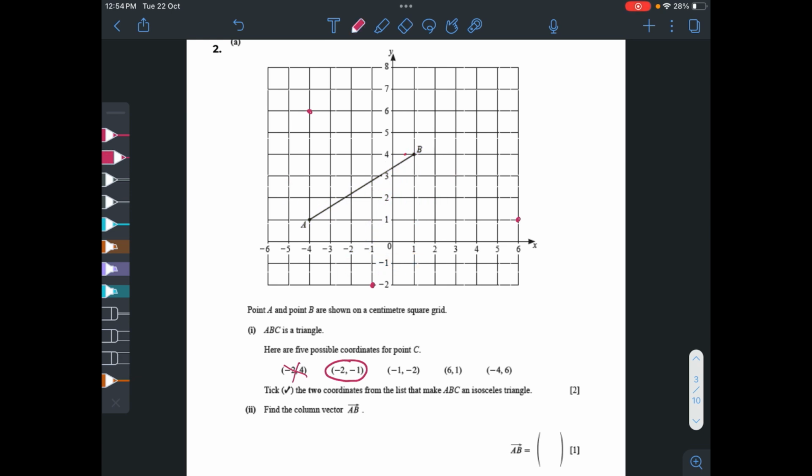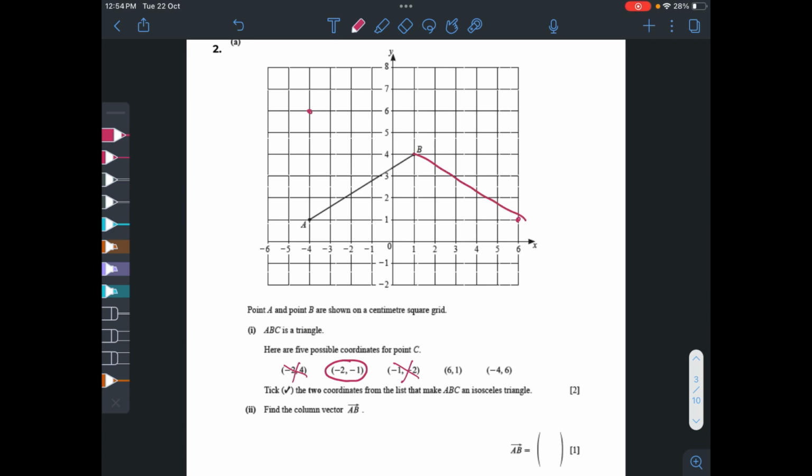Now the next point is -1 and -2. If I stretch a straight line from A all the way to this point, let's see. Now we already know that from A to B, it is 5 and 3 units. From B to C, if I stretch a straight line like this, it is going to be 1, 2, 3, 4, 5, 6 units and 2 units. I don't think that'll give us the same value, so this is not going to be one of our answers. Okay, let's move on. The next point is going to be at 6 and 1.